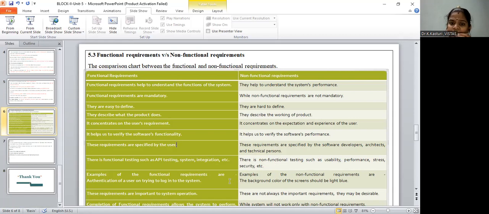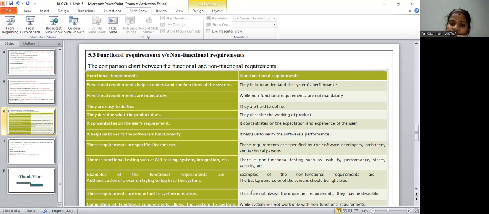What are the examples of functional requirements that we already saw? Authentication of a user trying to log on to a system. Yes, we need authentication when we log into a particular app or system. That is a function example for a functional requirement. What are the examples of non-functional requirements? The background color of the screen should be light blue. Yes, the aesthetic look of a screen is a non-functional requirement.